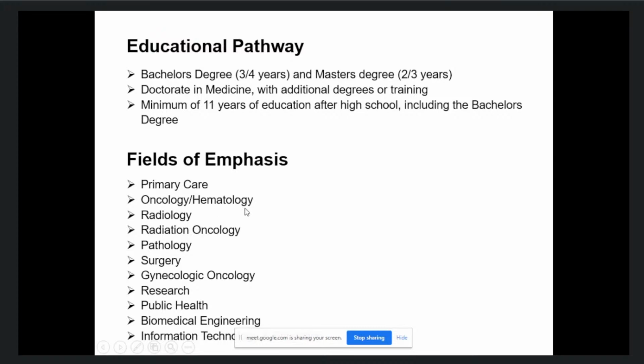So yeah, in oncology we can work in radiation oncology. Oncology is the field of the study of cancer. There we can do different kinds of research, public health, biomedical engineering, and information technology. We can do different kinds of work as a physician.